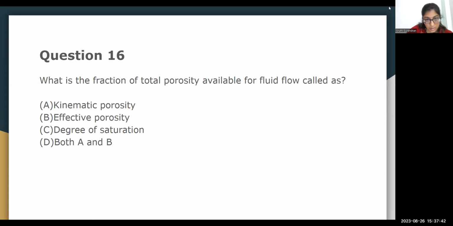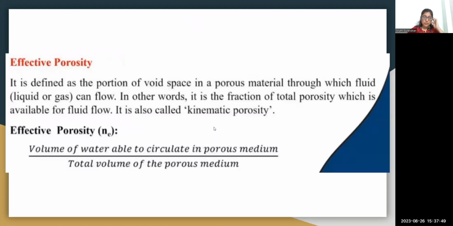Okay, so let's see what the correct answer is. What is effective porosity? Out of the total porosity, the portion of the pore volume that is available for the fluid to flow is what is called the effective porosity. So the volume of water available to circulate in the porous media divided by the total volume of the porous medium will give us the effective porosity.